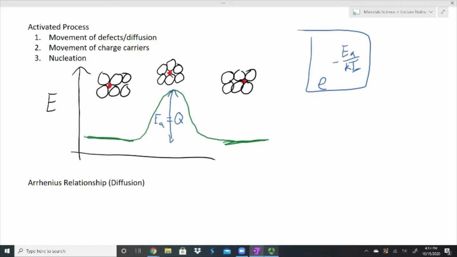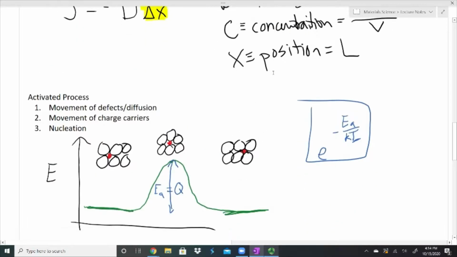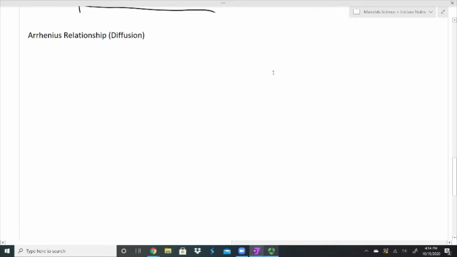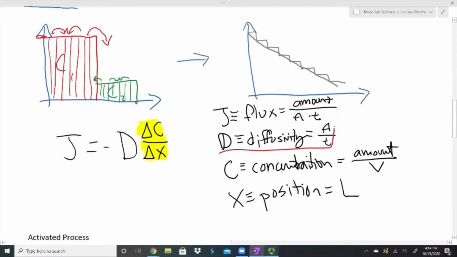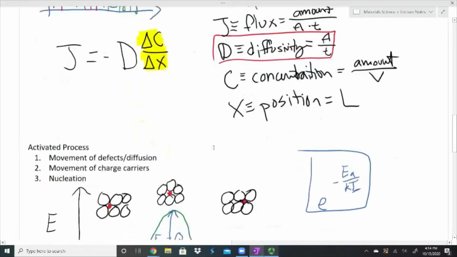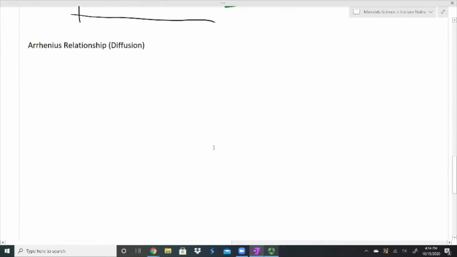All right, so moving on from this one, kind of combining these two ideas of Fick's first law and this activated process, we have the Arrhenius relationship for diffusion. Remember that D that we had in Fick's first law, or diffusivity. So D equals D naught times e to the power of negative QD over RT.